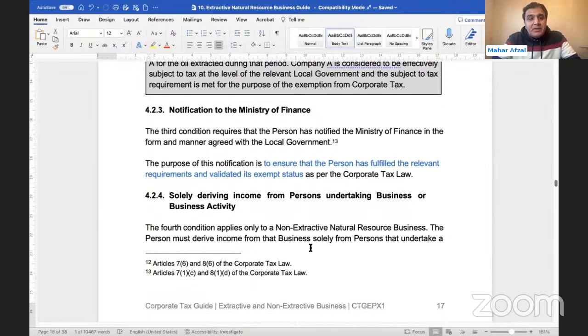Then this is the third condition, notification to the Ministry of Finance. Yes, this is a notification to the Ministry of Finance to give them assurance that they have completed the respective conditions. This is the third condition, and these three conditions, as I discussed earlier as well, are applicable on both of the entities which are involved in the extraction of natural resources and non-extractive natural resource businesses.